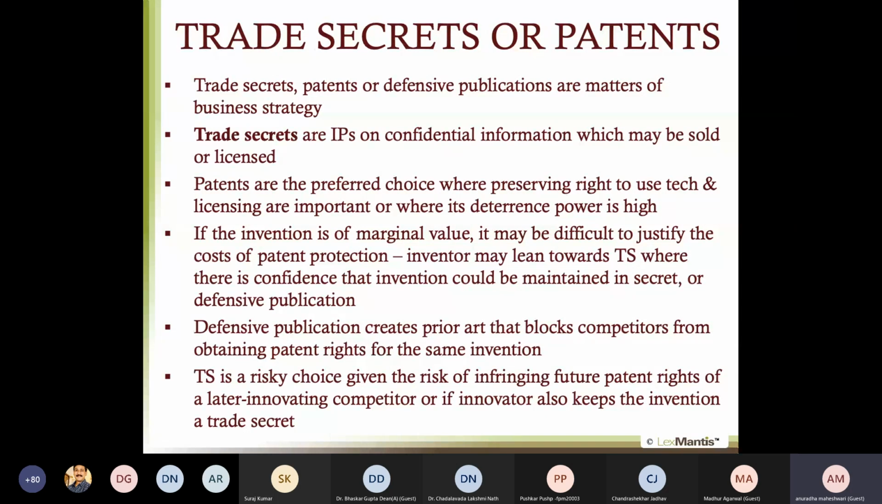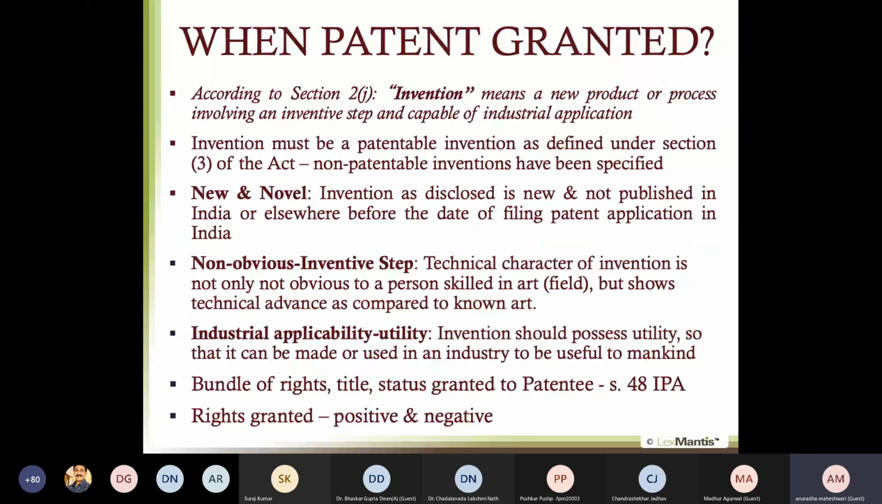Remember one thing, that trade secrets are a risky choice, given that there would be a risk of infringing future patents or a later innovative competitor, or if an innovator also decides to keep his technology a trade secret.